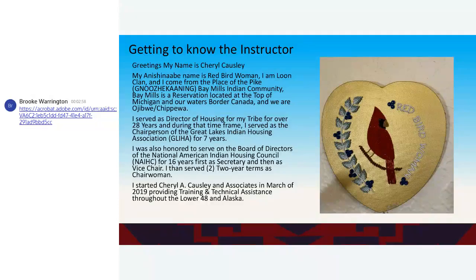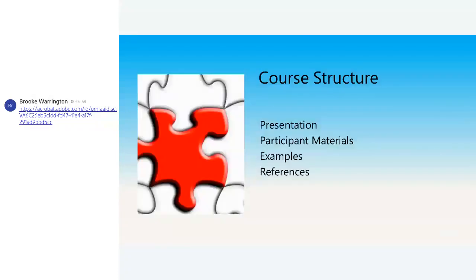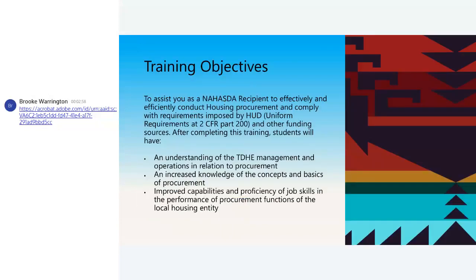Depending on the size of your organization, it depends on how much 1 or 2, 3, 4, 5 people have to do. So as you can see in procurement, you're going to learn about some of those pitfalls also. This course structure is the presentation and our participant materials. We've got examples, we've got references. So hopefully you're going to get something that you'll find useful for joining us for this whole week.